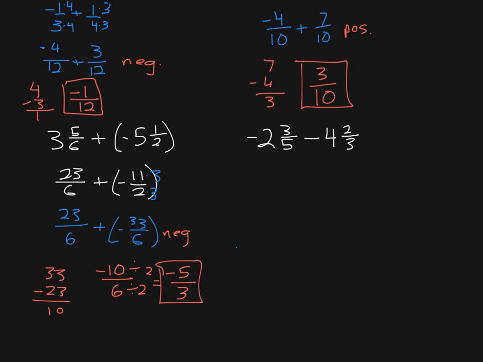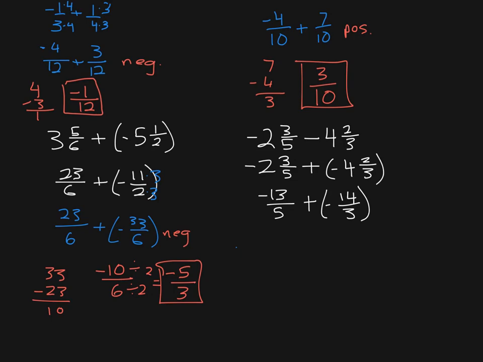Our first step for our final problem is going to be pretty similar, except to start, I'm going to rewrite this as negative 2 3/5 plus negative 4 2/3. First thing I'm going to do is change that from subtraction to addition, because I always want to do that. Now, I can turn these into improper fractions. 5 times 2 is 10, plus 3 is 13. So negative 13 over 5 plus negative 3 times 4 is 12, plus 2 is 14 over 3.